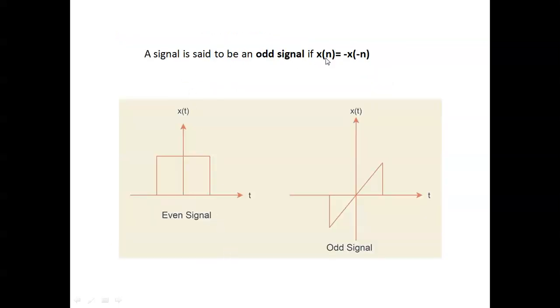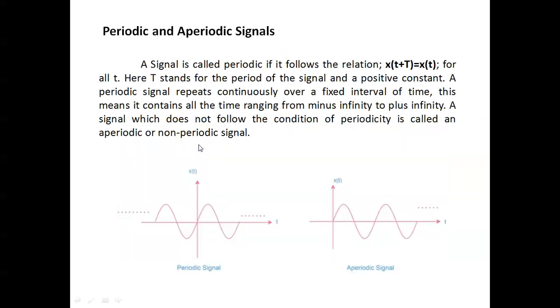And the odd signal: x of n is equal to minus x of minus n. So this is an even signal, and this one is an odd signal. Even means it is symmetric, up and up. This is for the discrete time signal. Previously we saw the continuous time signal, and this one is the discrete time signal.